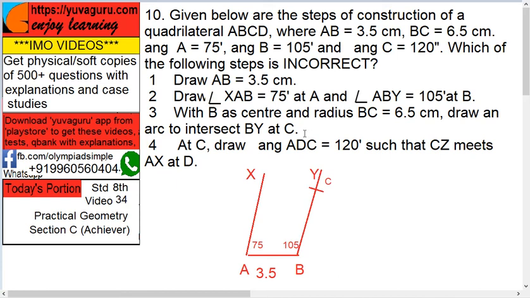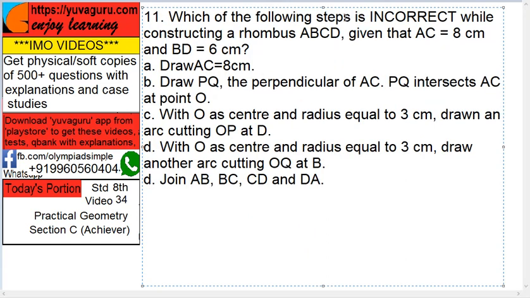Angle ADC should not be there. It should be angle ACD because you don't know D, right? So how can you draw ADC? And also angle C is 120, not angle D as 120. So that's also wrong. So it should be angle ACD equals 120. So step 4 is wrong. So it should have been ACD over here.